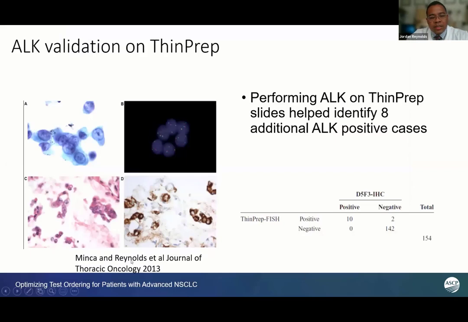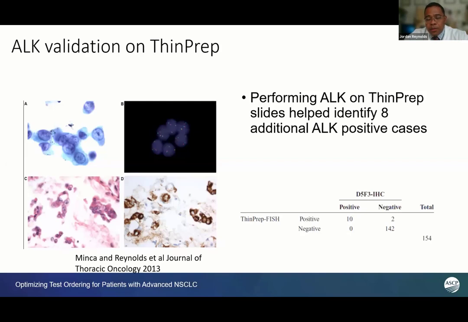So one of the residents and I published a paper in Journal of Thoracic Oncology where we performed ALK on ThinPrep slides. I don't know if you can see this whole screen, but what we found with the immunostain compared to the ThinPrep FISH, there were 10 positives, and 2 negatives on the immunostain. Because of the pre-analytic factors of the way we were fixing the specimen, we had alcohol fixed cytology cell blocks. A lot of these ALKs were being negative. And then, when we took the ThinPrep from it, we found that 8 were positive.